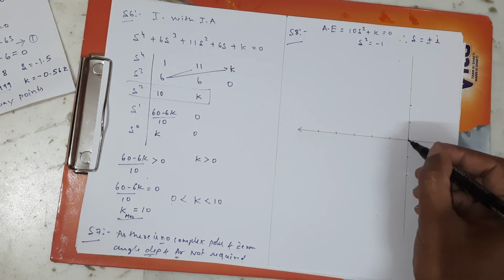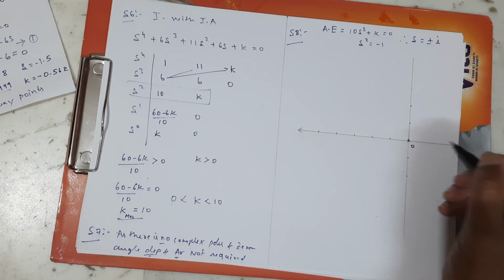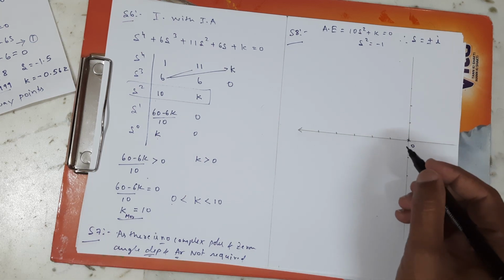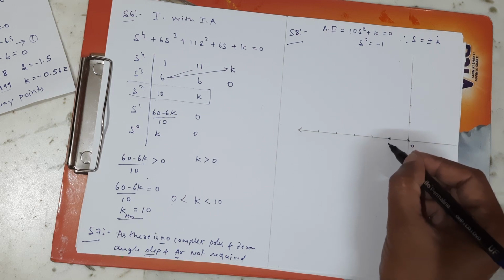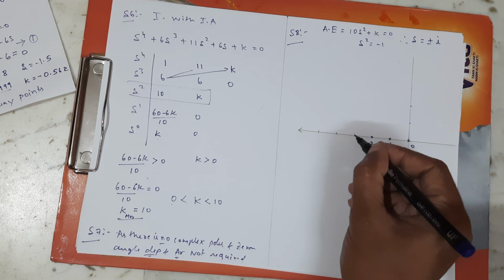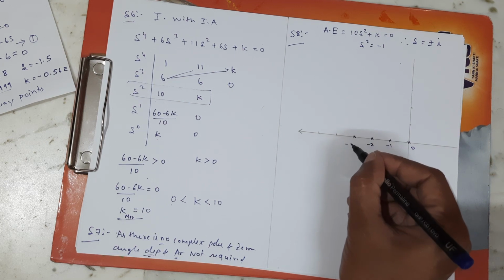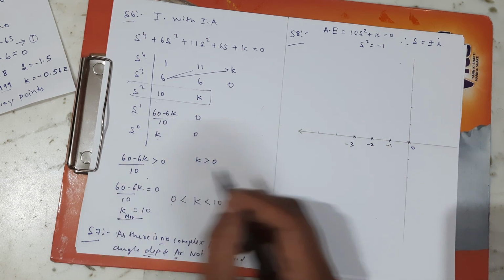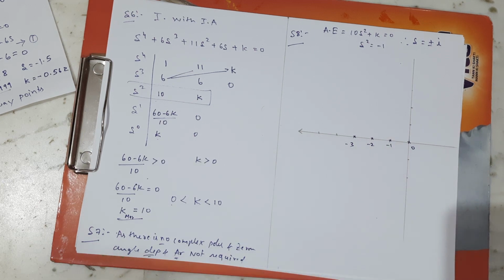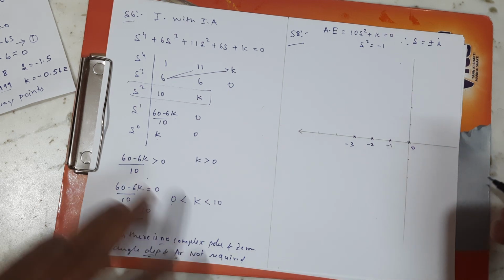So this is a 0. I am going to first mark the roots. Okay. Then what else we have? So the another root is minus 1, then minus 2, then minus 3, like this. So we have minus 1, minus 2 and minus 3. 4 roots are there.